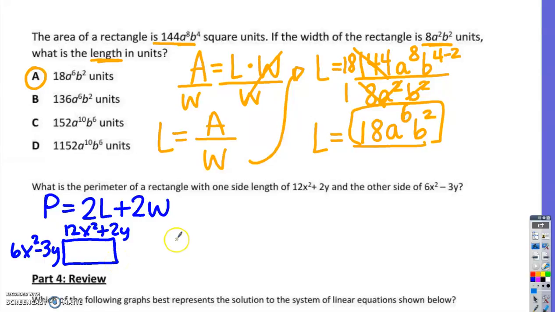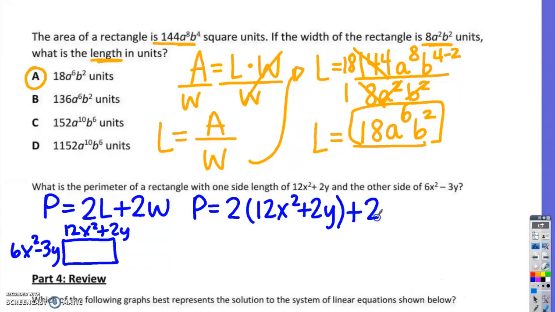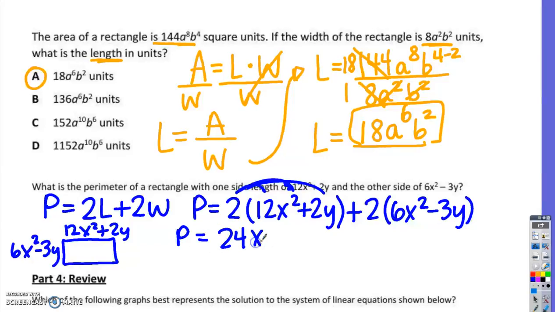So let's go ahead and pop this into our formula. We're going to end up with the perimeter of this guy is going to be equal to 2 times the length plus 2 times the width. And now we're just going to be distributing and then combining like terms. So let's go ahead and distribute this guy. Okay, well, y'all know what I meant over here. So we're going to have perimeter is equal to 24x squared. And then 2 times 2y will give us 4y.